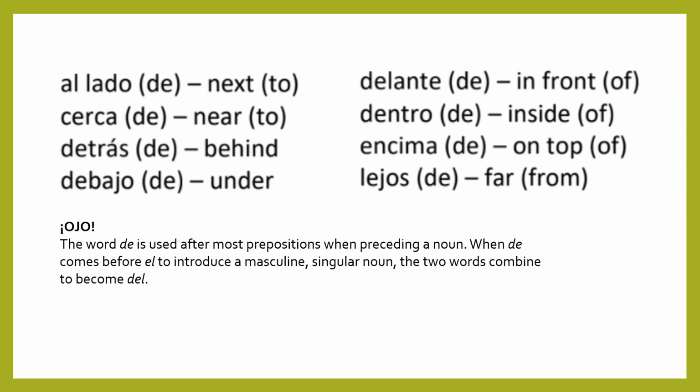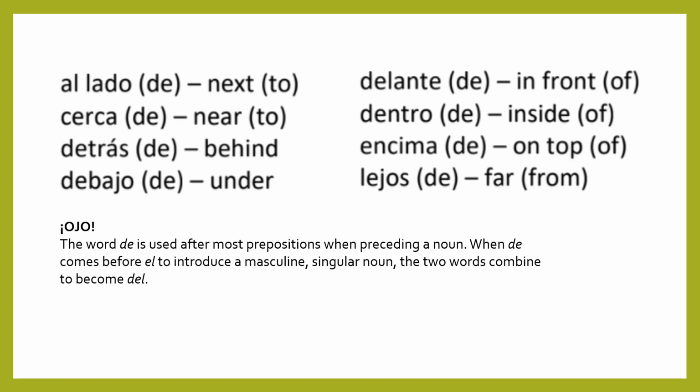So the de is used after most prepositions when preceding a noun. You have to have the word de. So if you're saying the computer is on top of the desk, which we'll see in Spanish, you have to have on top of, encima de, because you have a noun after it, the word desk.